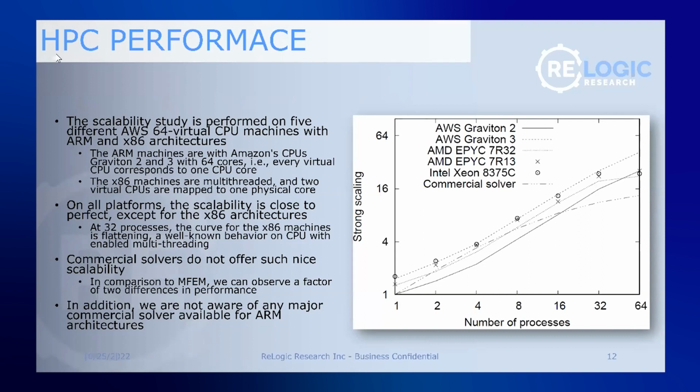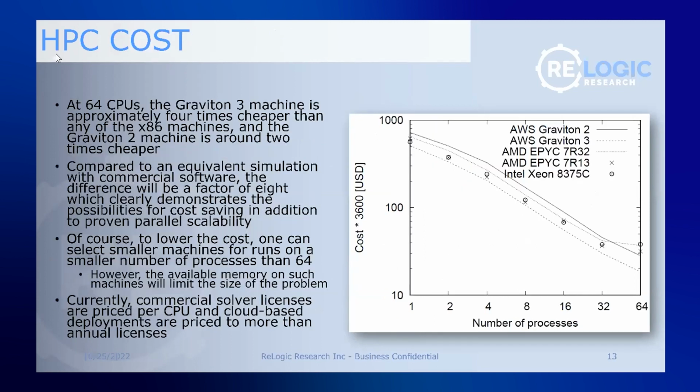So kind of one of the many value propositions for MFEM. You can see the x86 architectures roll over due to multi-threading, and as we kind of expected, the ARM architecture provides the best performance, which is interesting then when we look at costs, because the ARM processor, the Graviton 3 in particular, is also the cheapest.